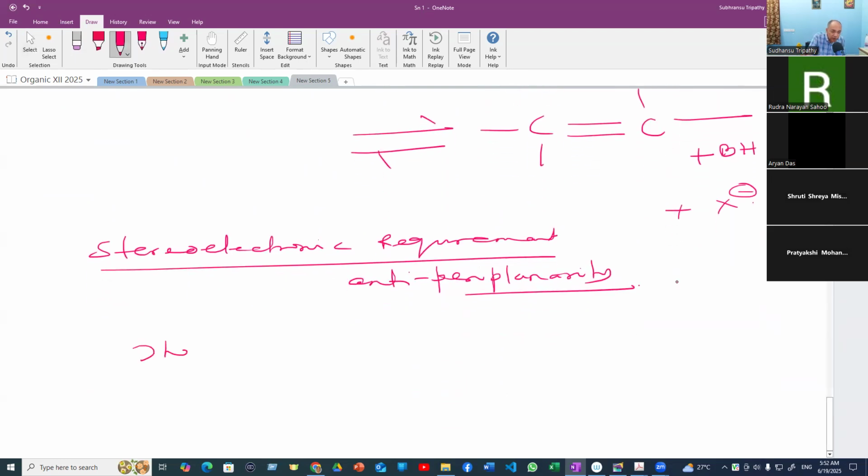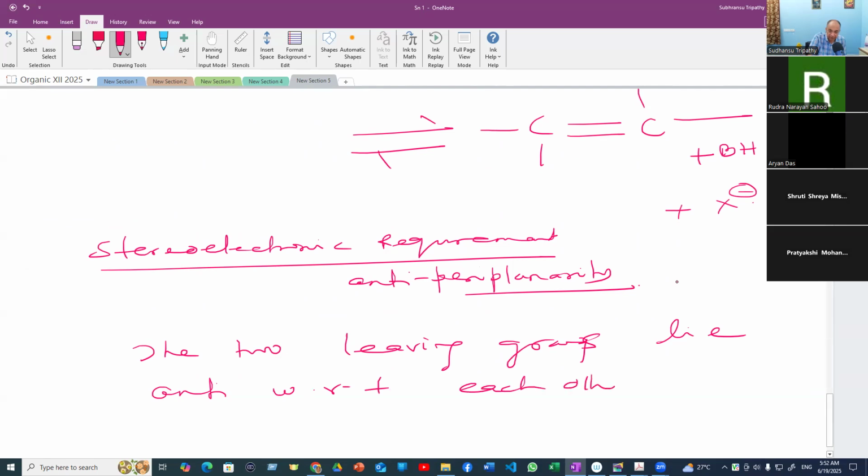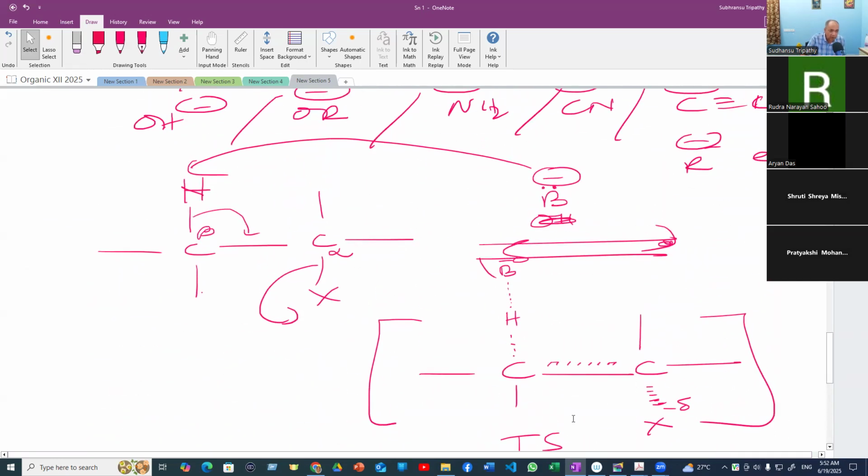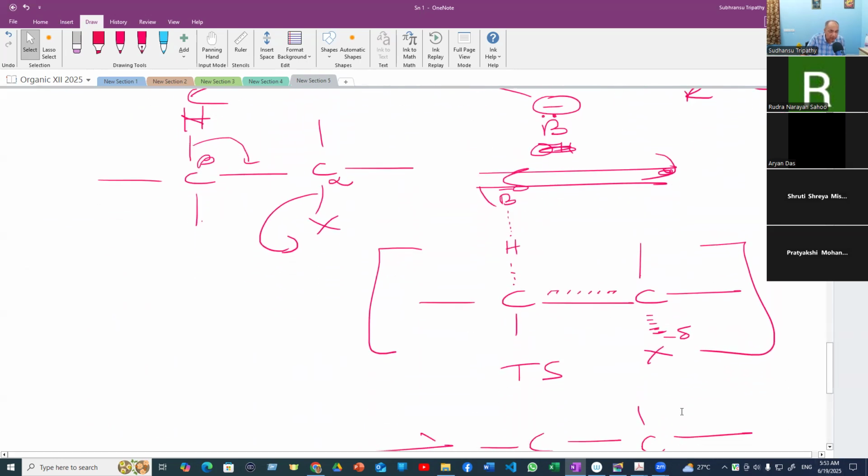There are two leaving groups. One on the alpha carbon, the halide ion, and on the beta carbon, the H plus, which will be abstracted by a strong base. The two leaving groups lie anti with respect to each other in the TS. Then only the bond breaking, bond making, formation of the double bond, and the removal of X minus will be smooth.